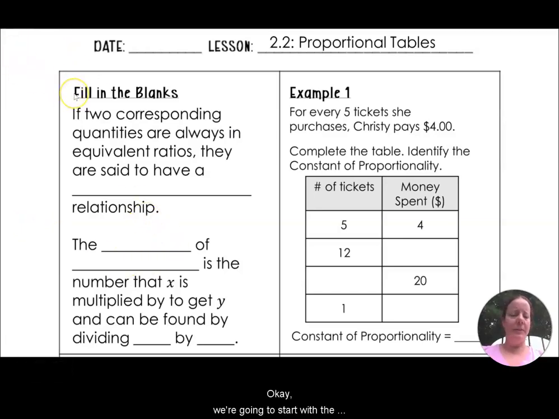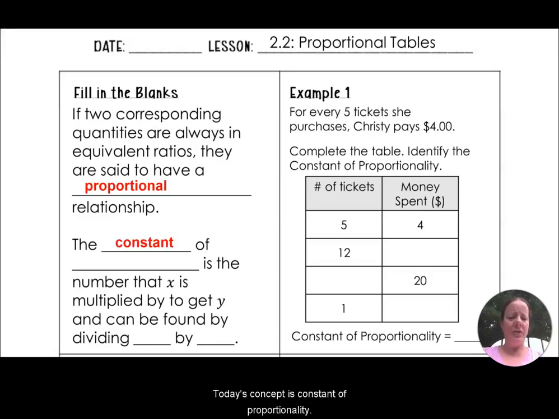Okay, we're going to start with the fill in the blanks. So if two corresponding quantities are always in equivalent ratios, they are said to have a proportional relationship. Proportional just means that they're equivalent. So if I have two fractions, if they have the same value when they're simplified, they're proportional. Today's concept is constant of proportionality.